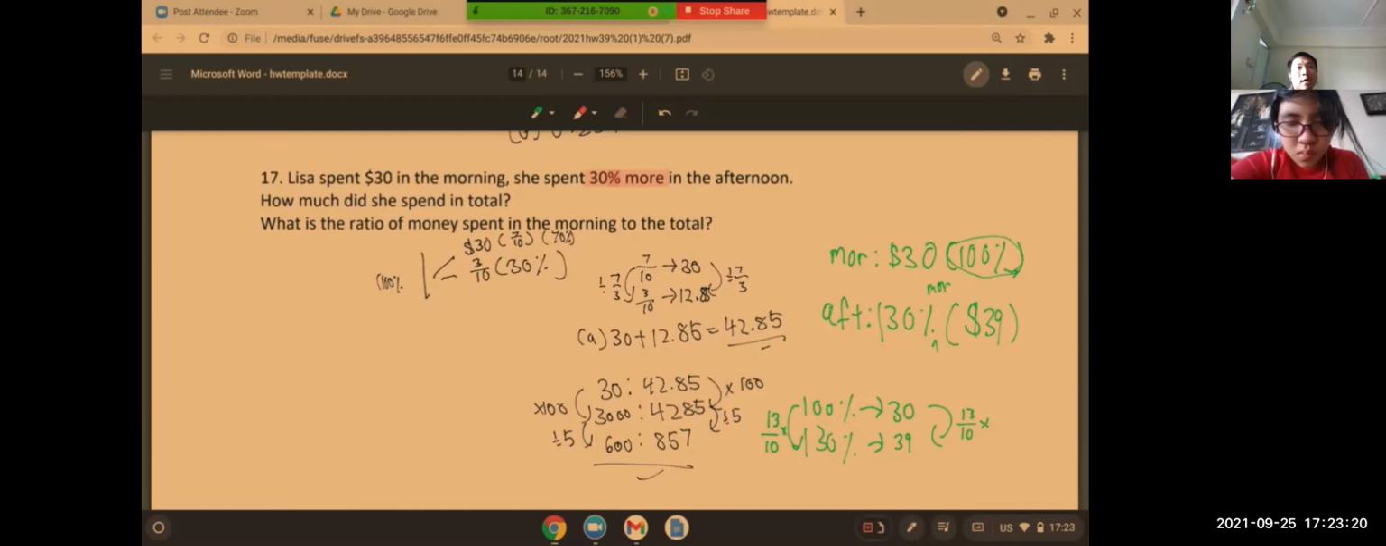So yes, that's the answer. So $30 plus $39, what's the total? How much did she spend? 69. Yes, so good. Okay, next question. Oh, the ratio, sorry. The ratio is morning to total. What's the answer? They say morning to total. Is that all?